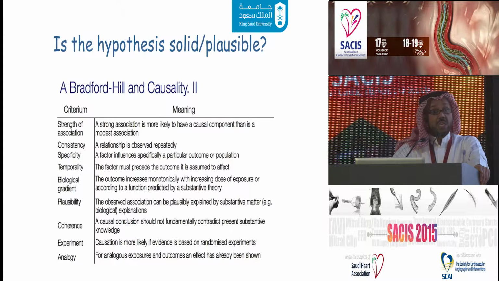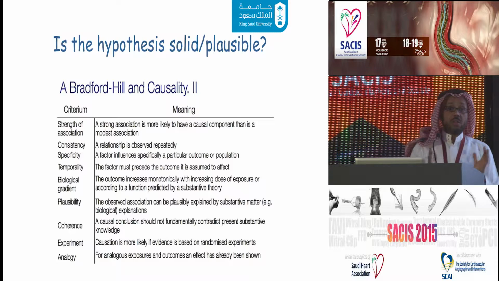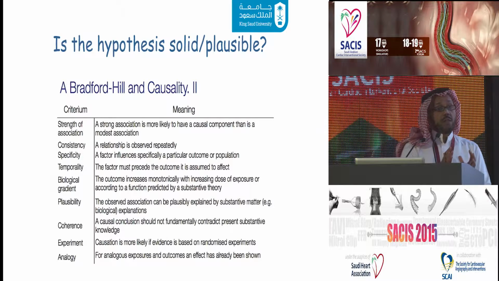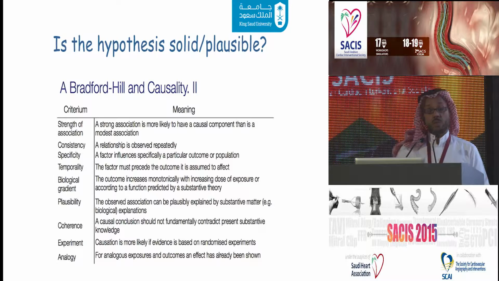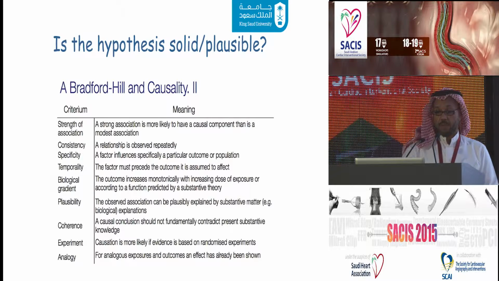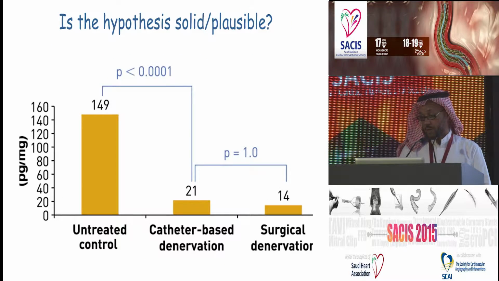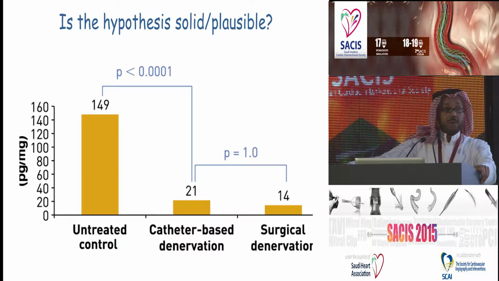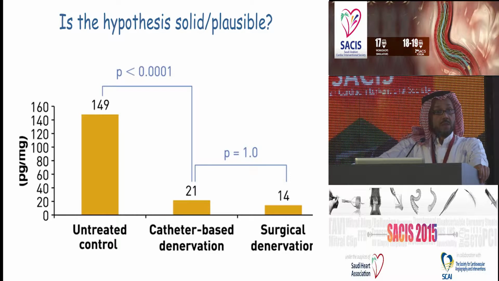You look at the biological plausibility, which is animal studies and experimental study, the coherence of the evidence, and the experiment itself. So when you look at all this evidence, then you say, well, the hypothesis is sound, it's most likely plausible, we're going to accept it. So let's look at the hypothesis of renal sympathetic nervous system denervation.